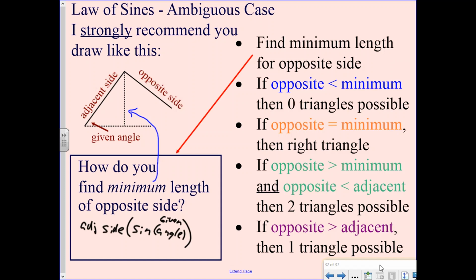And then that's the test you got to run first. And then from there you can determine if there's 0 or 2 triangles possible. Again, if the opposite side is greater than the adjacent, you don't need to run that test because you know there's one triangle. It's only if the opposite side is less than the adjacent side. So that's an overview of the ambiguous case.